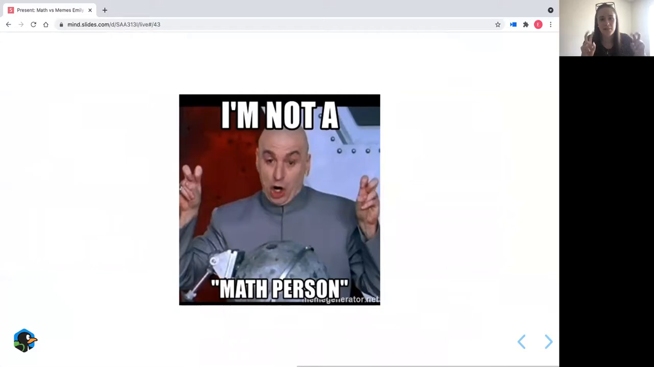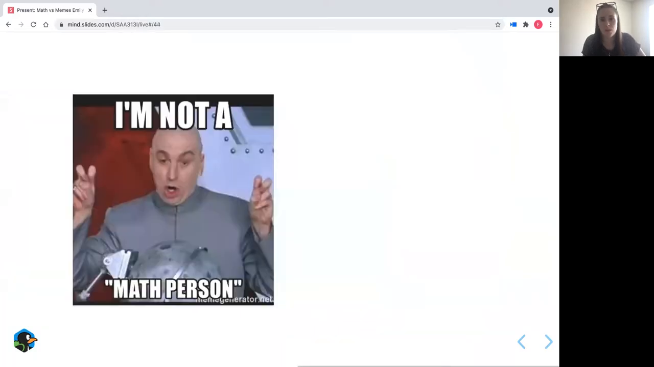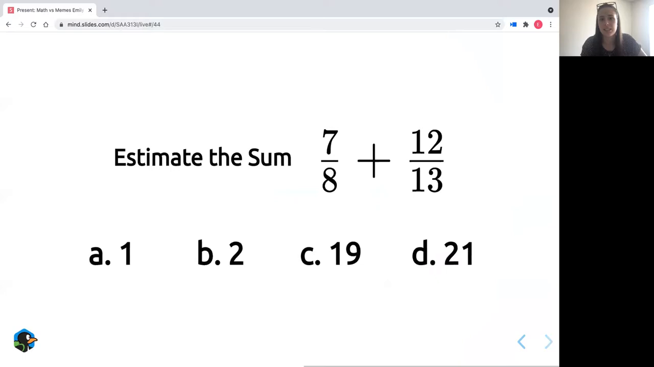When we think of fractions, that scary F word, that's generally where something like this comes up. I'm not a math person. The math gene, that some people are destined to be good at math and others aren't. What we know from the neuroscience is productive struggle, perseverance, and having a growth mindset is what really helps our students for success.